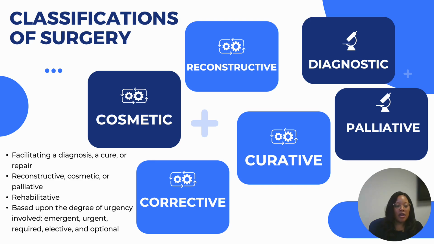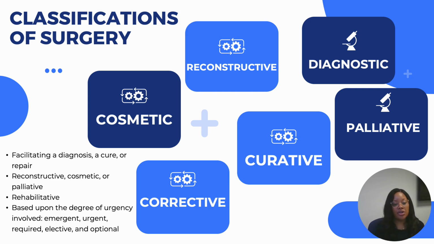So there are different classifications of surgery, and this is important to know because a lot of times patients, especially some patients who have chronic illnesses and terminal illnesses, they may be thinking they're going for a curative surgery when it's really just a palliative surgery. So with our palliative surgery, we're going to be focusing on giving that patient some type of pain relief. It's not going to be for a cure, as in curative.